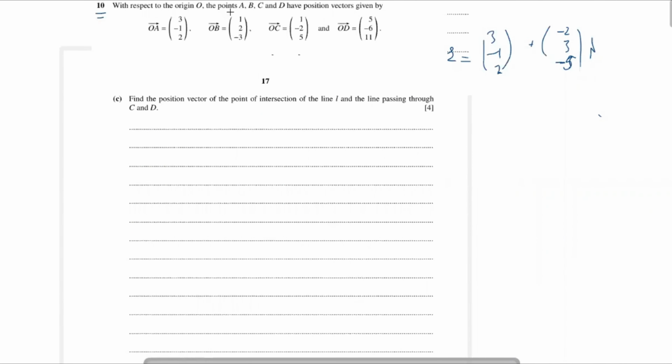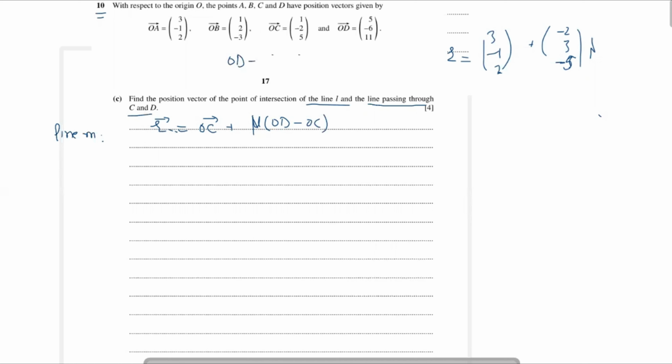Question 10, with respect to the origin, the points A, B, C, D have the position vectors OA, OB, OC, and OD. Now find the position vector of the point of intersection of the line L and the line passing through C and D. Firstly, we find the equation of the line which passes through C and D. We name it as line M. Now we can write the general form of the equation, r equal to OC. This is the point which the line passes through. Now mu is the constant, and we write the 2 points form as OD minus OC. Now this is the general equation of the vector.